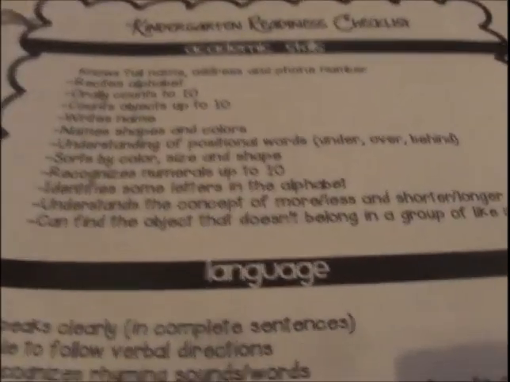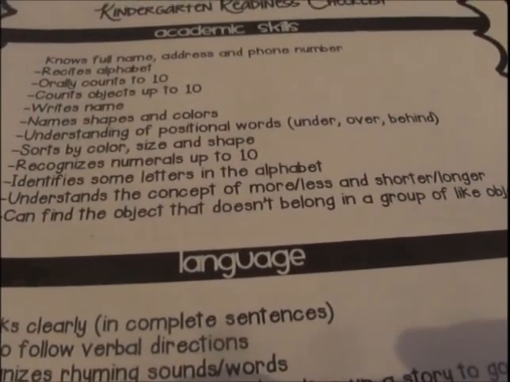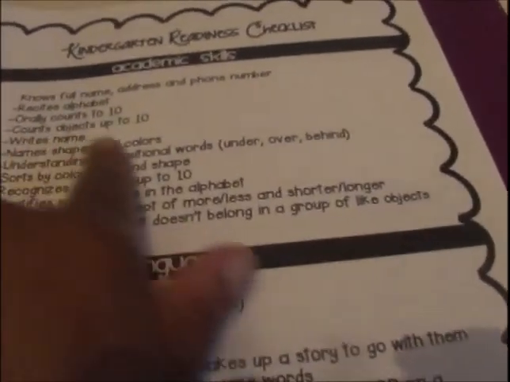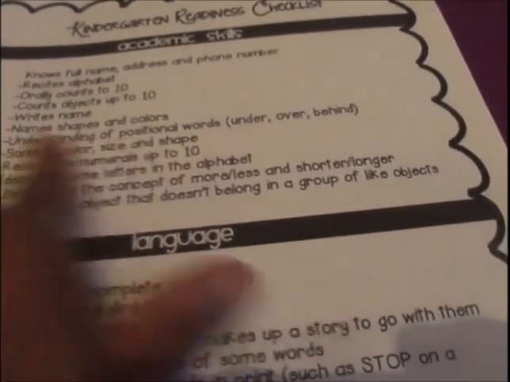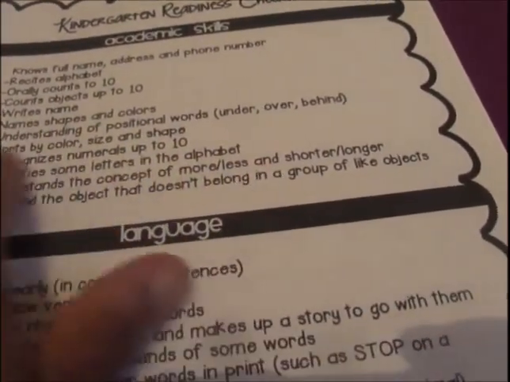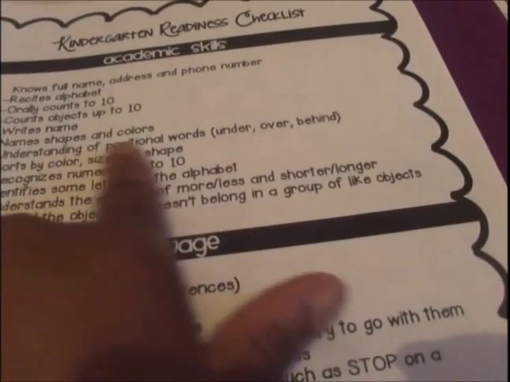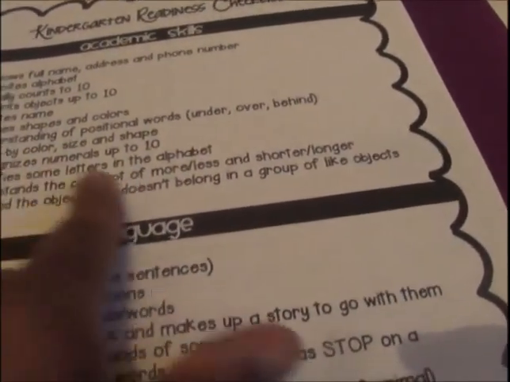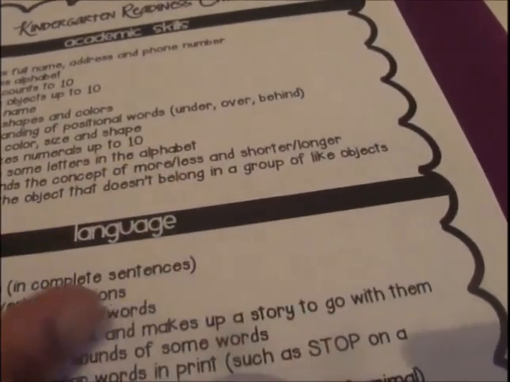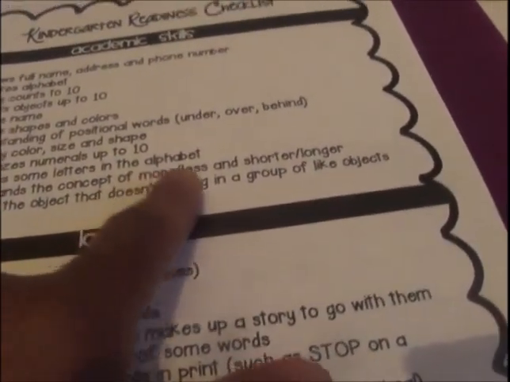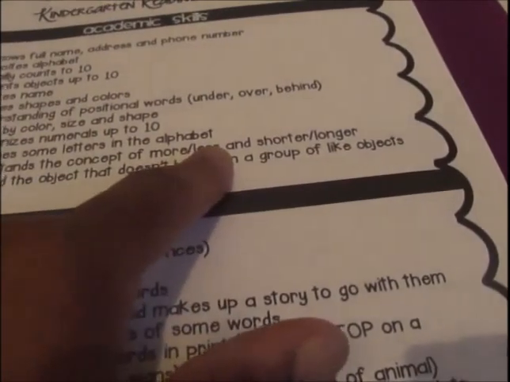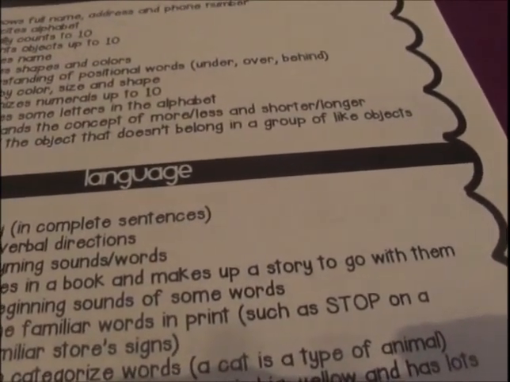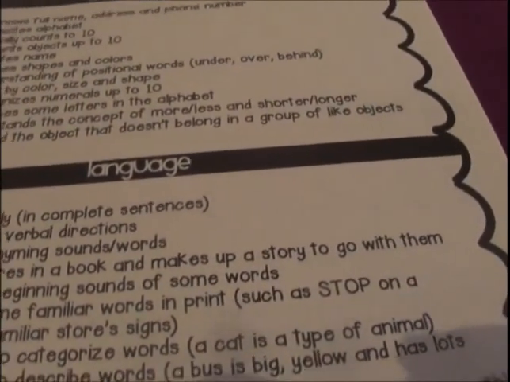And then here's the academic part of it. Knows full name, address, and phone number. Recites alphabet. Orally counts to 10. Counts objects to 10. Writes names, shapes, and colors. Understands positional words. Sorts by color. Recognizes numerals up to 10. Identifies some letters of the alphabet. Understands the concept of more or less, short or longer. They can find an object that doesn't belong in a group of like objects.